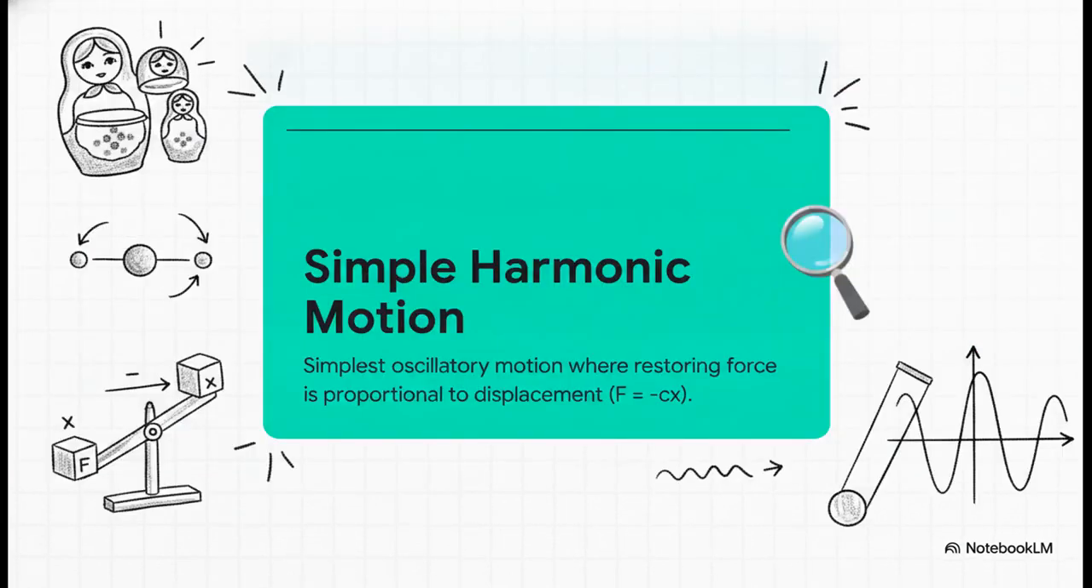And that brings us to the innermost Russian doll. Simple harmonic motion, or SHM, is the absolute simplest case of oscillatory motion. It's an oscillation where the x has a power of exactly 1. No squares, no cubes. Just F equals negative c times x. It's this beautiful direct proportionality that makes the math balance perfectly.